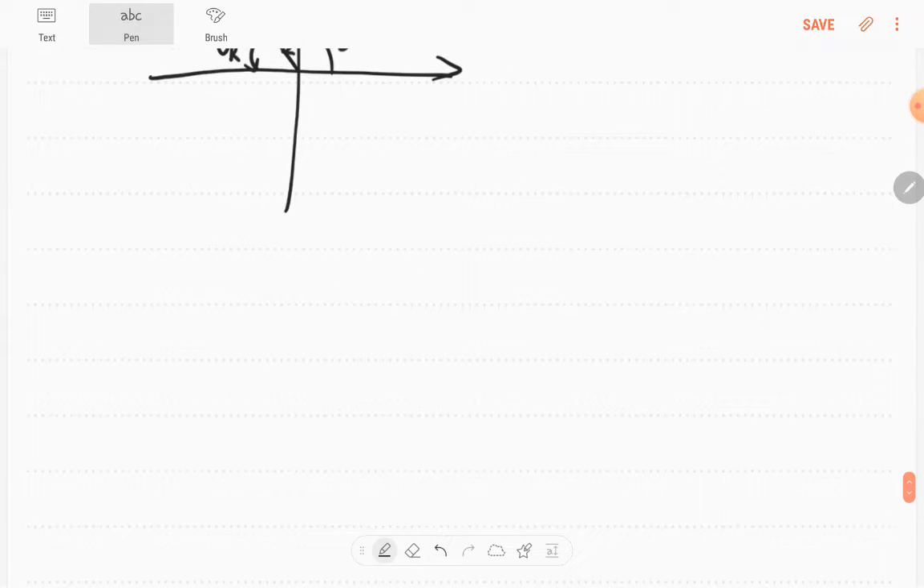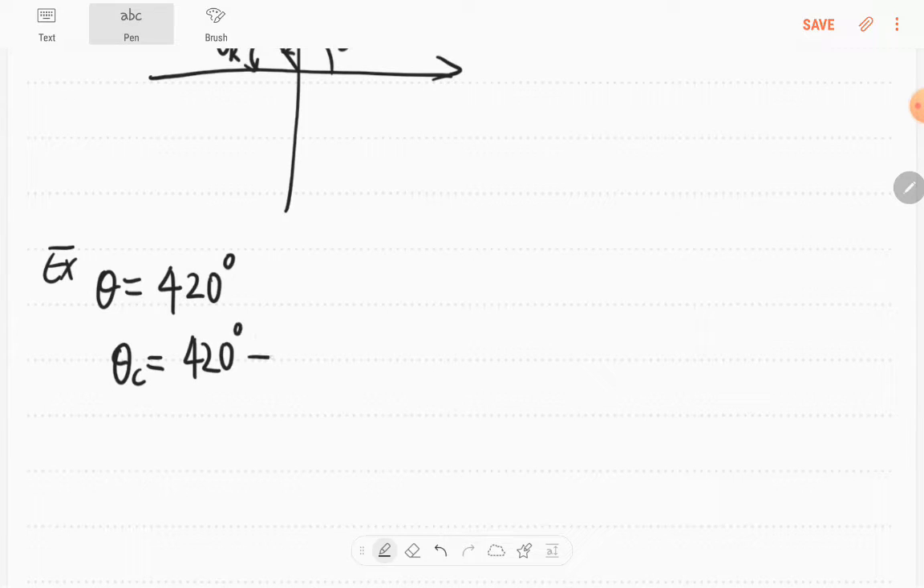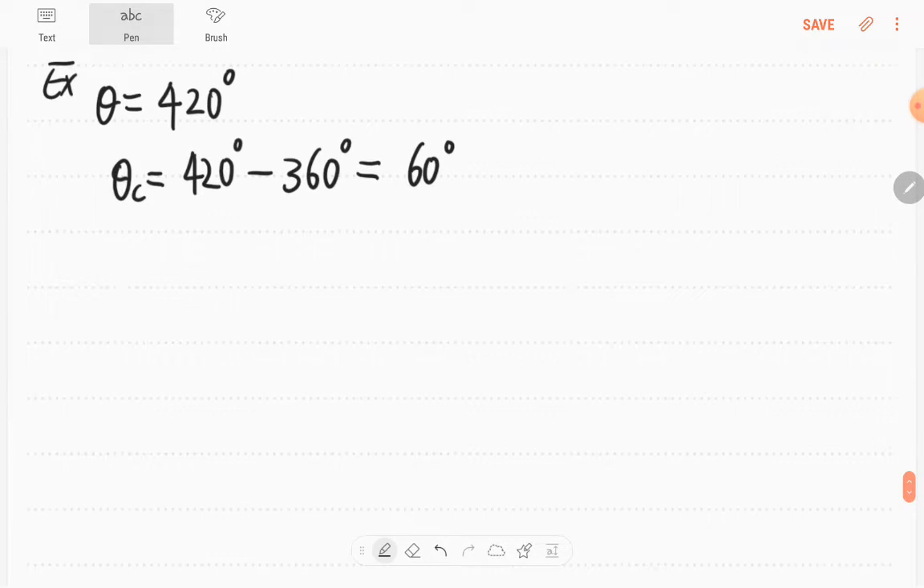So the same thing, if you have theta, which is from another example, theta is 420 degrees. So which is greater than 2 pi. 2 pi is 360 degrees, right? We needed to find the coterminal angle, which lies in between 0 and 360 degrees. So how to get it? We subtract 360 degrees. So that is what? 60 degrees. 60 degrees is between 0 and 2 pi, right? 0 to 2 pi.